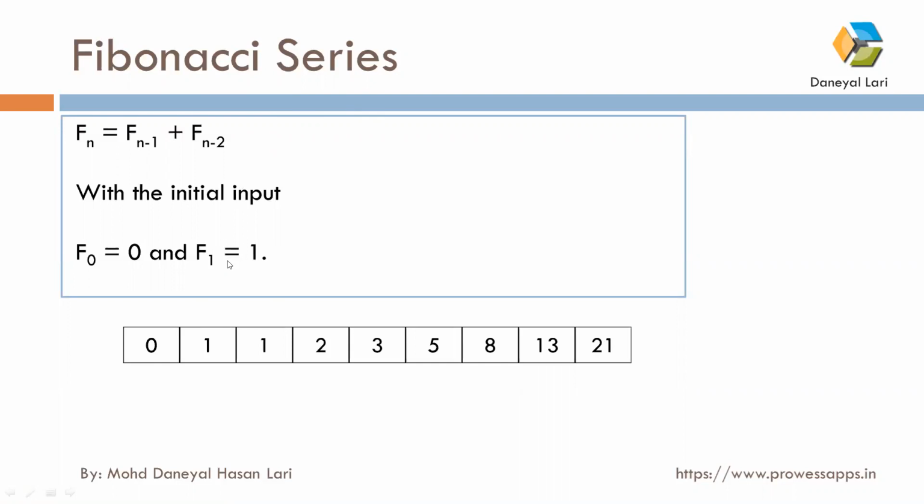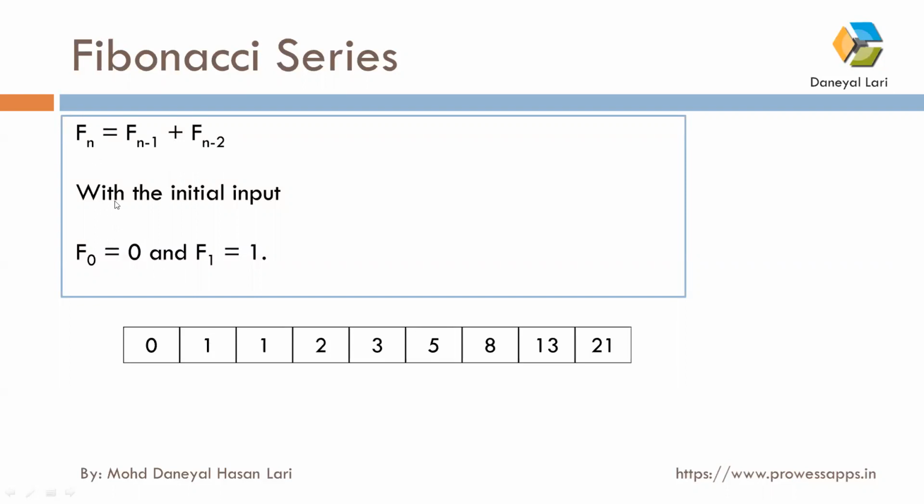The Fibonacci series is a number series that looks like this: 0, 1, 1, 2, 3, 5, 8, 13, and 21. So the formula to generate the Fibonacci series is: every next term will be the addition of the previous two terms. Here you can see the formula: Fn = Fn-1 + Fn-2. It means the addition of the previous two terms will be the value of the next term.